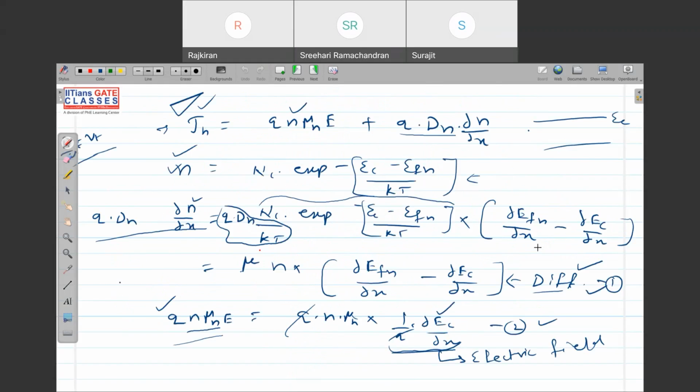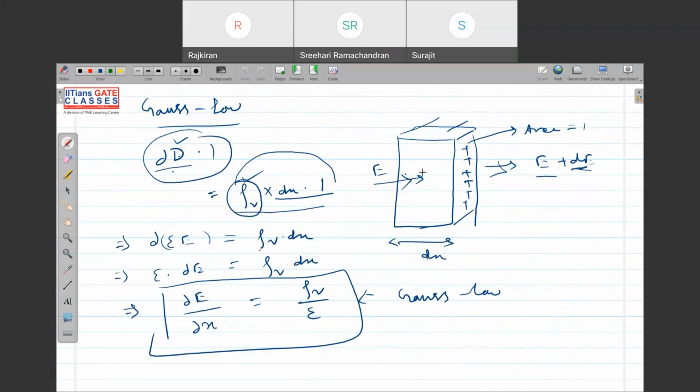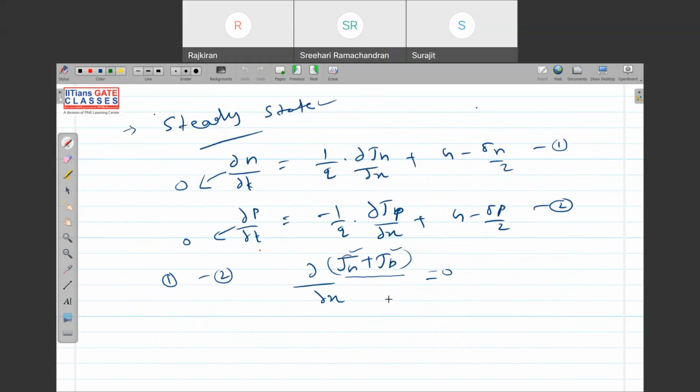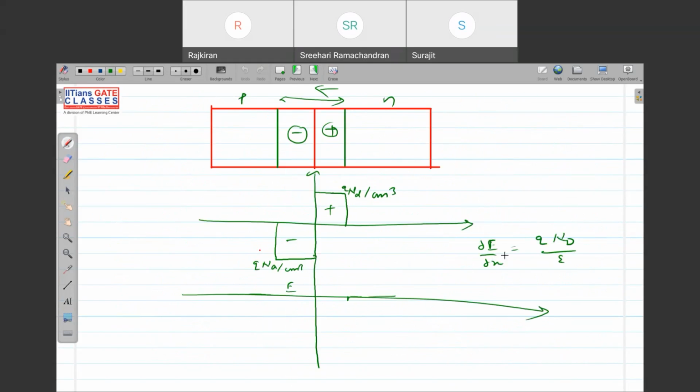I will show you. What is Gauss law telling? The net increase in electric field depends upon whatever charge is included in the volume. There is electric field entering, electric field leaving. Whatever the increase in E, it depends upon the total charge density inside the volume. From there we get Gauss law: dE by dx is equal to rho by epsilon. Here in the P side, what will it be? dE by dx is equal to minus q Na by epsilon.